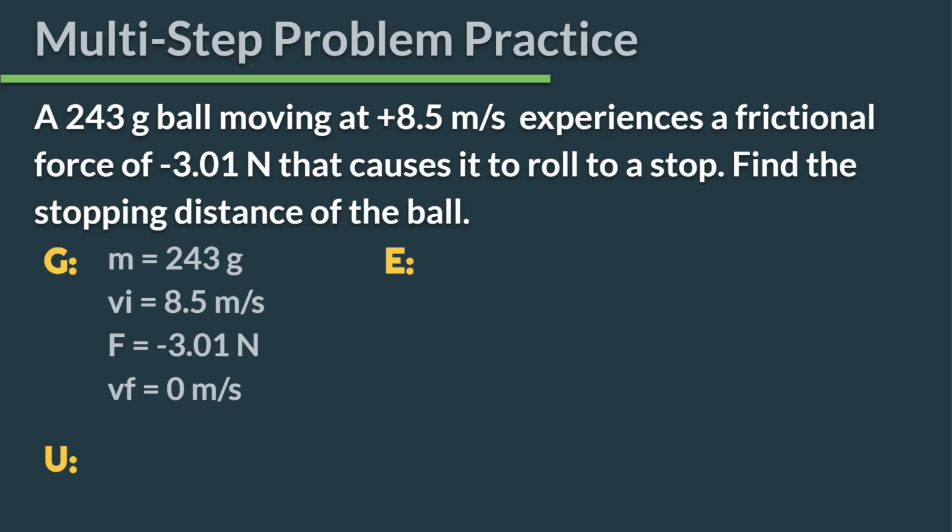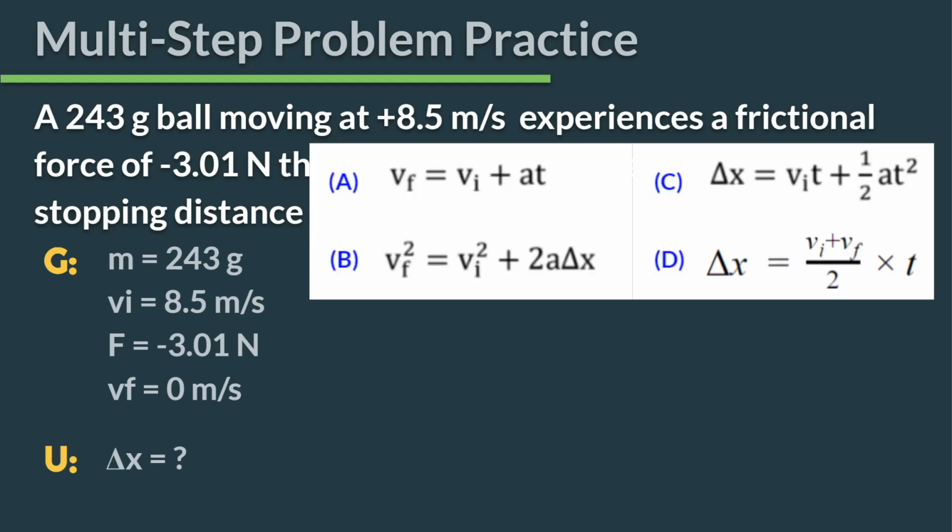Okay, from here, what is our unknown? We're trying to find stopping distance, delta x. If I look at my equations, the equations that contain delta x are equations B, C, and D. Those are the only ones that I could possibly use to find displacement, because A doesn't have displacement in it. So the question is, do I have enough information to use them? If you look at equation B, for example, we have VF, we have VI, but we don't have A, so we can't find delta x without A.